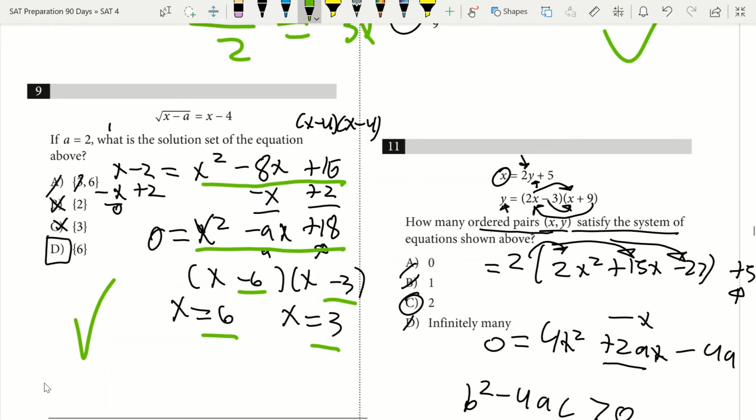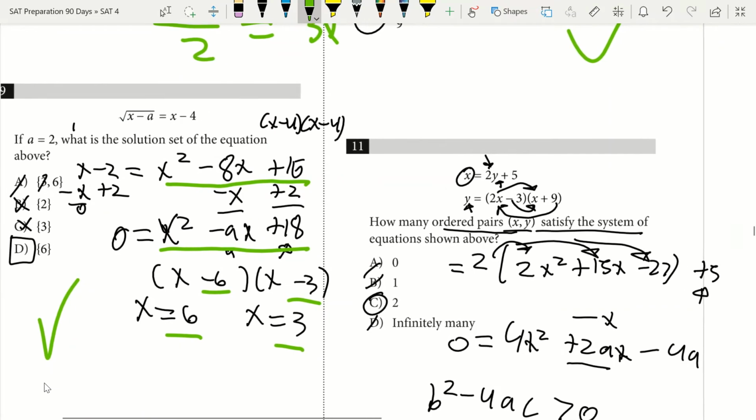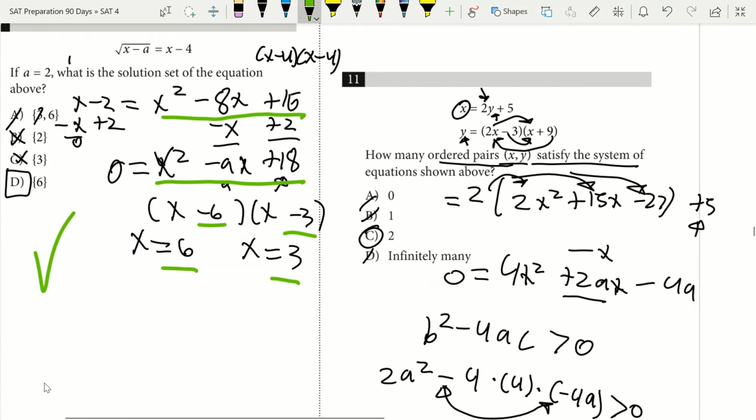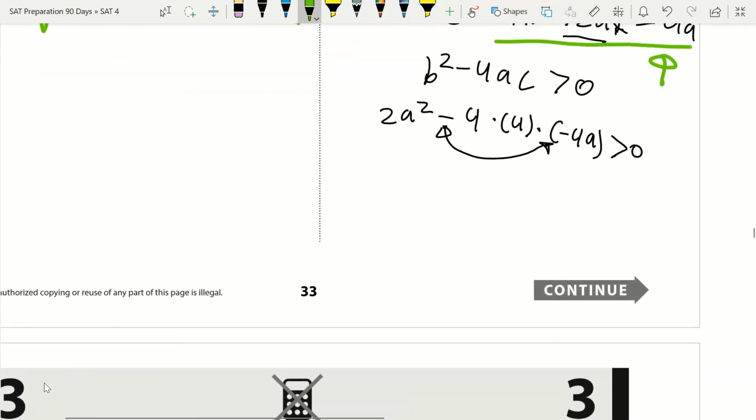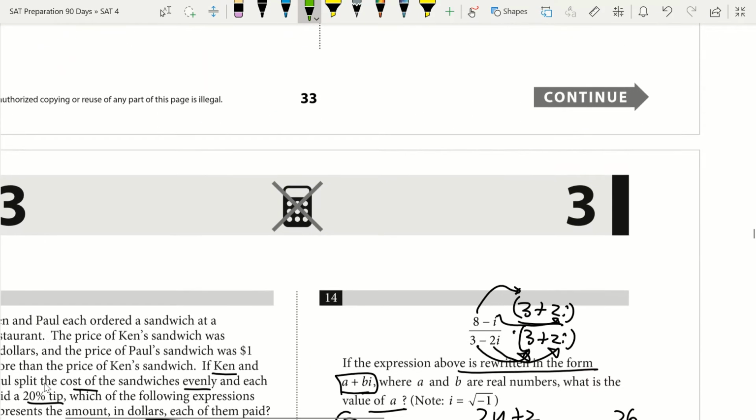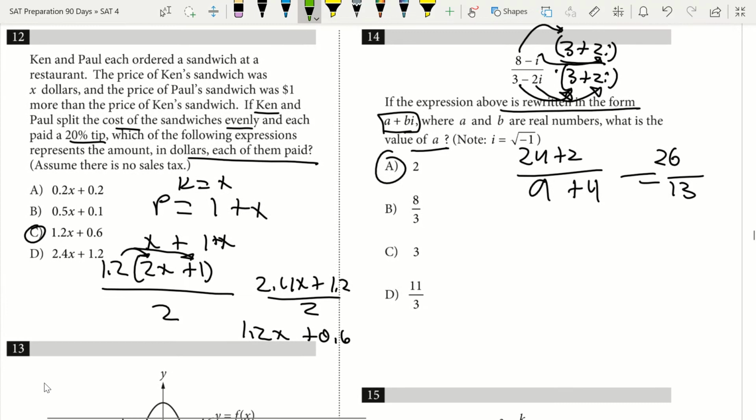How many ordered pairs satisfy it? I set it all equal to 0. When I do that, I see that I'm going to get this right here, b squared minus 4ac. I see that my b squared is going to be positive, and then minus 4 times a times c will be positive since c is negative and a is positive, and I have a minus 4 as well. So that'll give me a positive answer. So that one right there is going to have 2 real solutions.